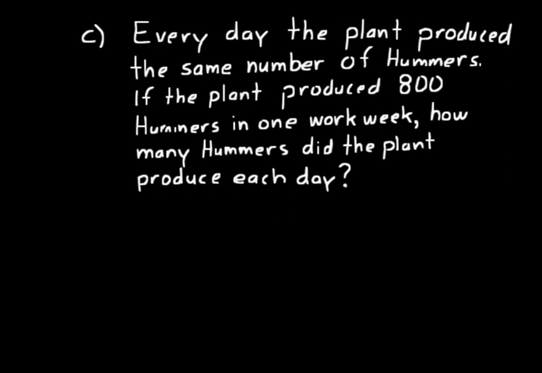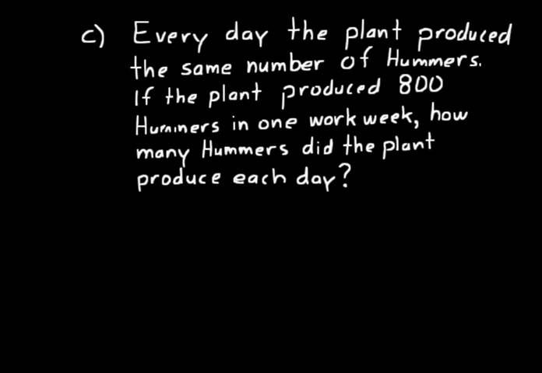Ask ourselves, is this an equal group problem? Do I have equal groups? Well, think about it. It says that every day the plant produced the same number of hummers. Same, that's a key word there. So every day there is an equal group of hummers, an equal amount of hummers produced. Now the plant produced 800 hummers in one work week, and we want to answer the question, how many hummers did the plant produce each day?